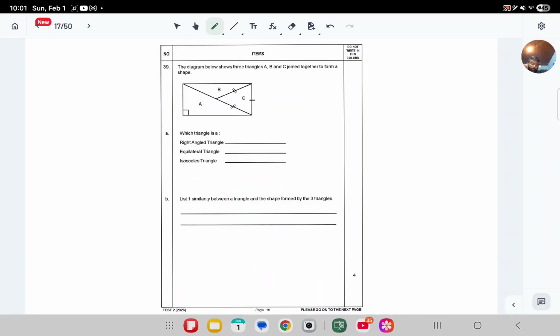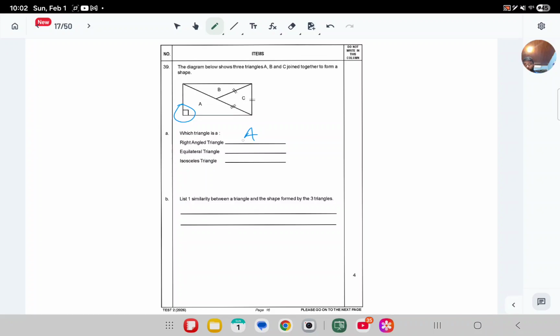Number 39 states the diagram below shows three triangles A, B, and C joined together to form a shape. So looking at this here now, we have three triangles joined together and looking like it forms a rectangle. Which triangle is a right angle triangle? We know a right angle is represented by the little box in the bottom, so we know that A is the right angle. Equilateral triangle, all three sides are equal.